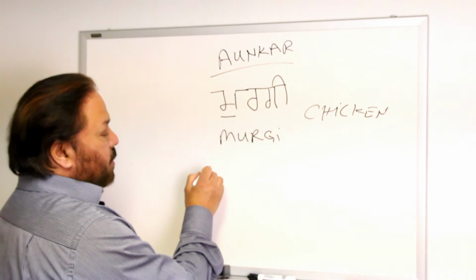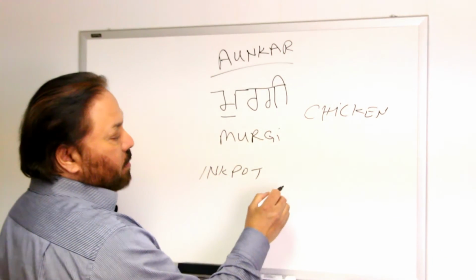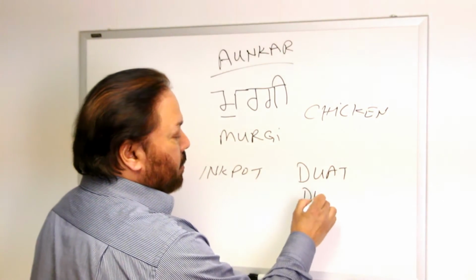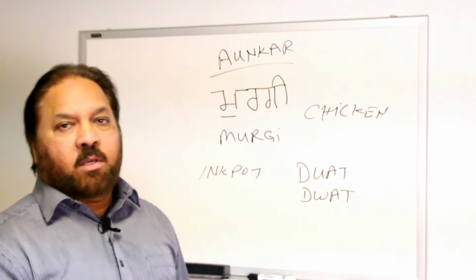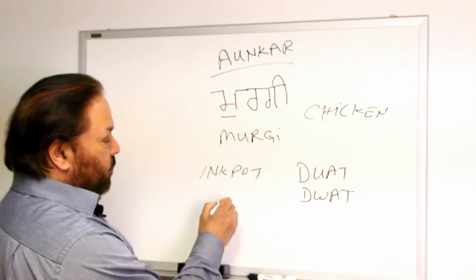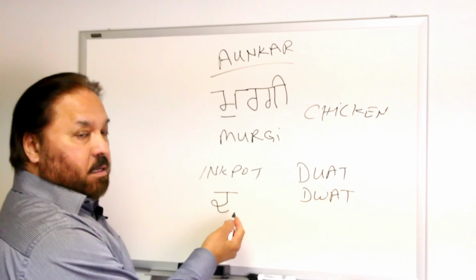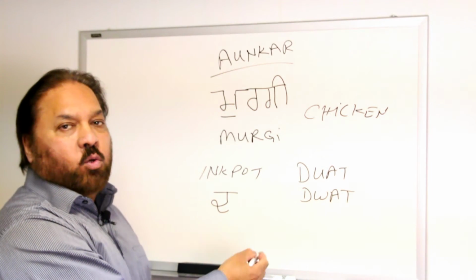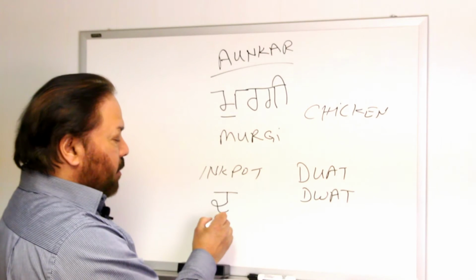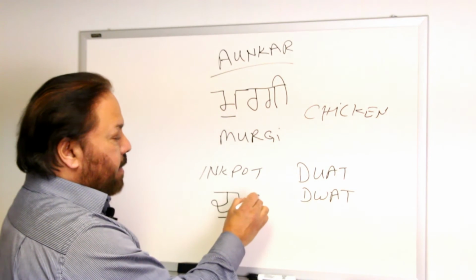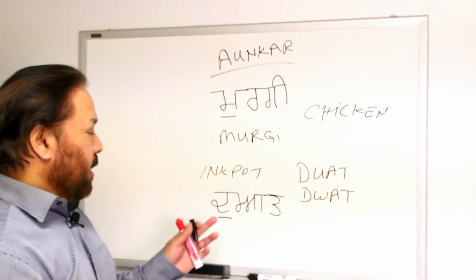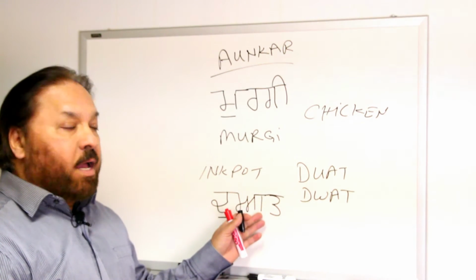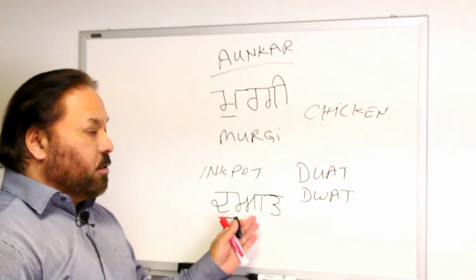Another one is like ink pot. We call it doat, or some people write dawat. It's the same word. So if we want to write doat, this is dada for do. In Punjabi you do not pronounce doat, we say do, doat. So dada for do, and AUNKAR, era, kanna, tata. So this is dada, and underneath is AUNKAR, era, kanna for a, tata for th, doat.